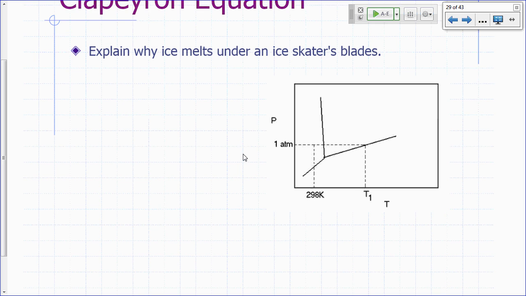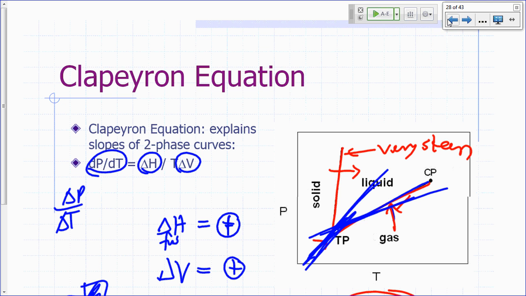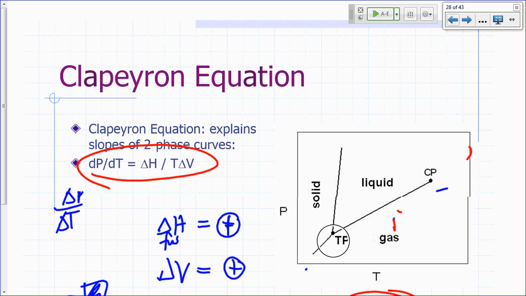The Clapeyron equation, oops. Oh, by the way, this equation that we had here is the Clapeyron equation. It's an equation that summarizes the behavior of these two-phase coexistence curves, these boundaries between your solid, liquid, and gas regions.